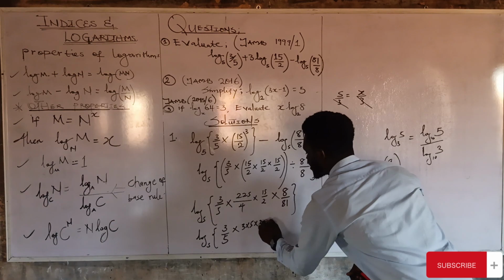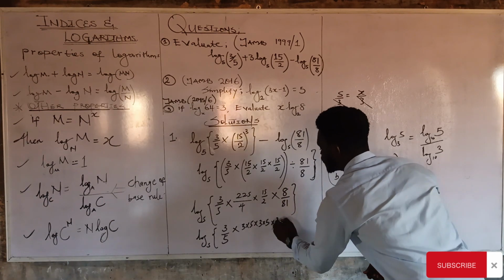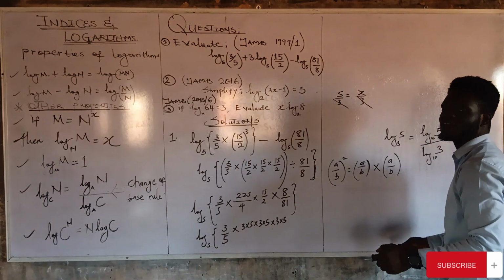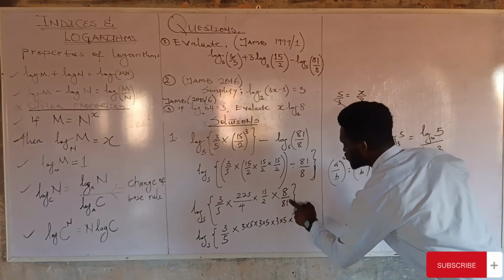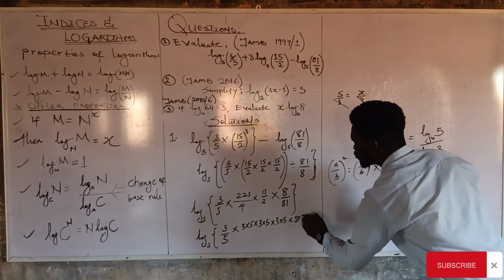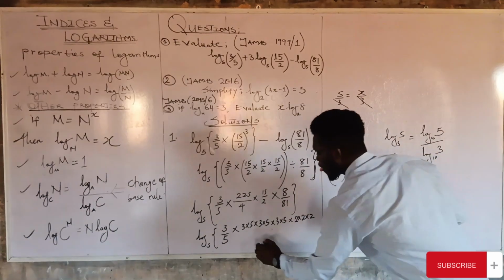Times another 3 times 5. Then times another 3 times 5. This is how we break it down for children to understand. Then times, what is 8? 2 times 2 times 2 will give me 8.